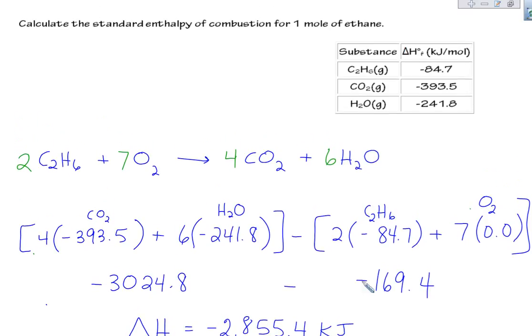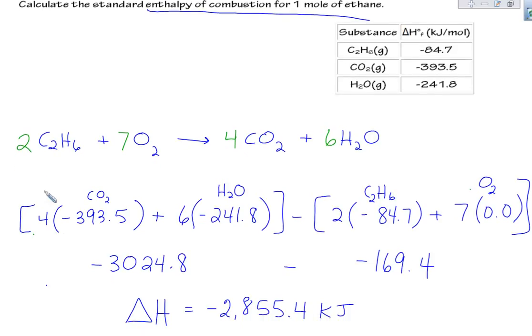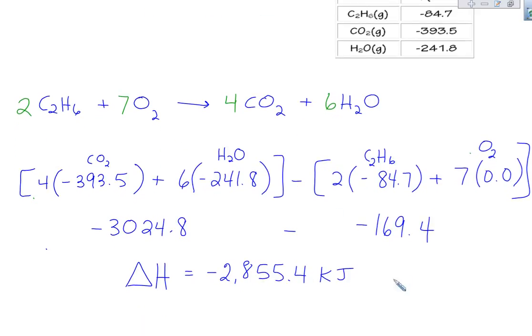Just be a little bit careful. They want the enthalpy of combustion for 1 mole of ethane. We calculated the enthalpy of combustion for this reaction as written, with 2 moles of ethane. And that's pretty common, especially with a combustion. They might say the standard molar enthalpy of combustion. That means per 1 mole. Well, this is for 2 moles. That's not such a big deal. All we have to do then is divide this by 2.